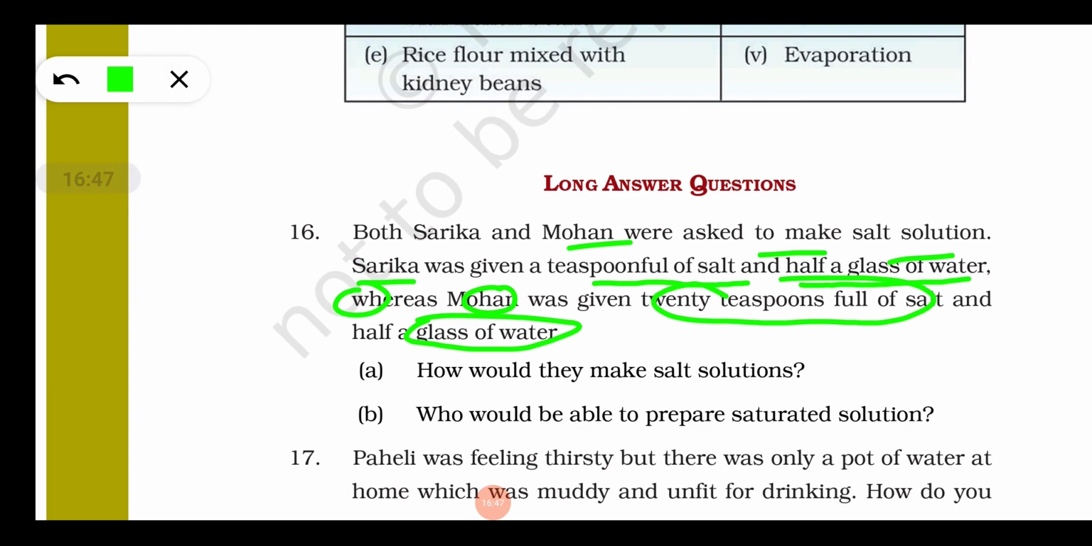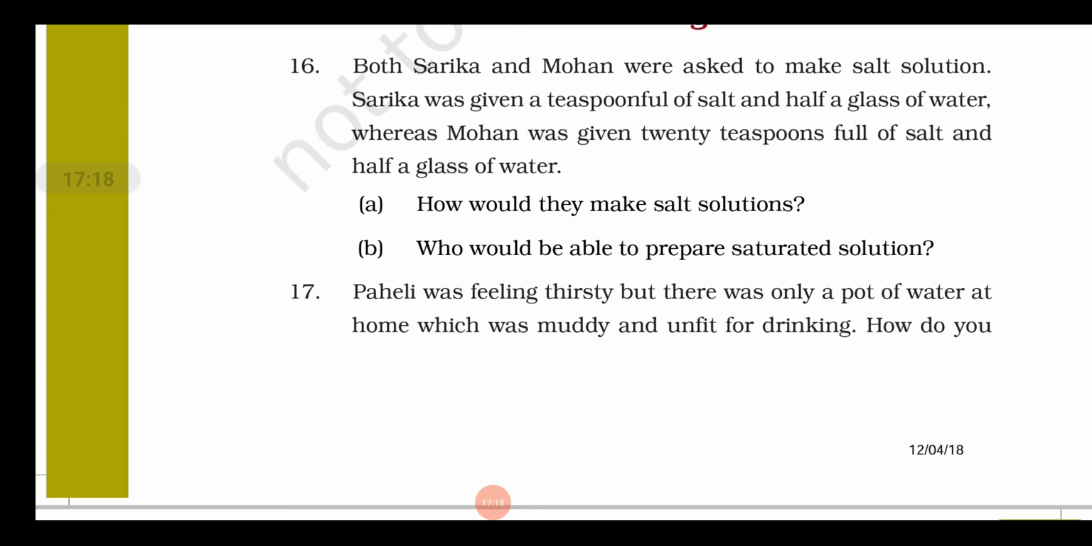Okay, so this question, see, to make a salt solution you have to mix the salt in water by continuous stirring. You have to keep stirring it continuously and the solution will be formed. And Mohan will be able to prepare the saturated solution when some salt will be left undissolved even after mixing the maximum salt in the water, because Mohan has 20 teaspoonful of salt, he has more amount of salt.